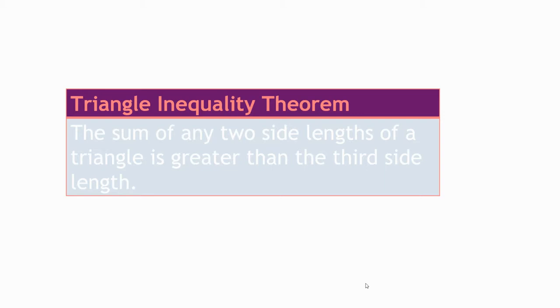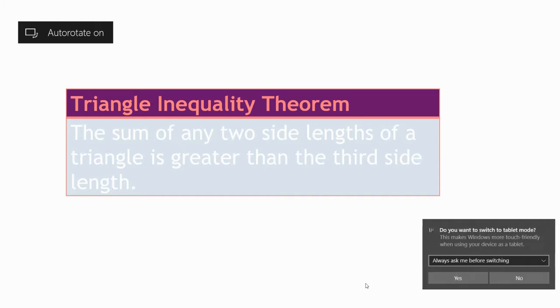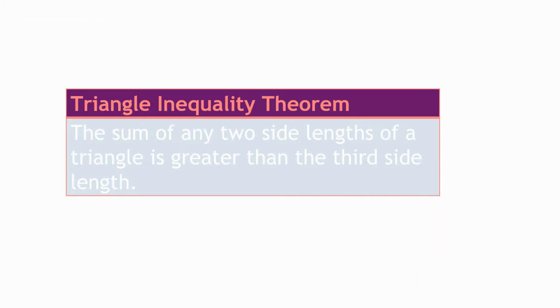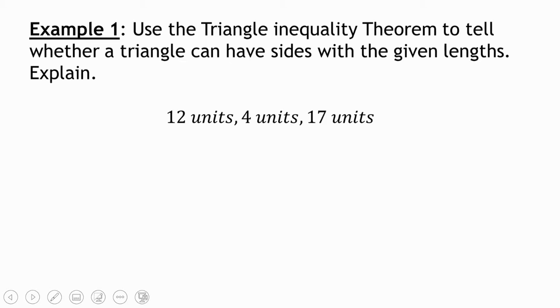So the triangle inequality theorem is the sum of any two sides of a triangle is greater than the third side. Any two sides of a triangle. Now, obviously, you're only dealing with three numbers because a triangle only has three sides. So any two sides added together should always be greater than the third side. Let's go ahead and try that out with an example.